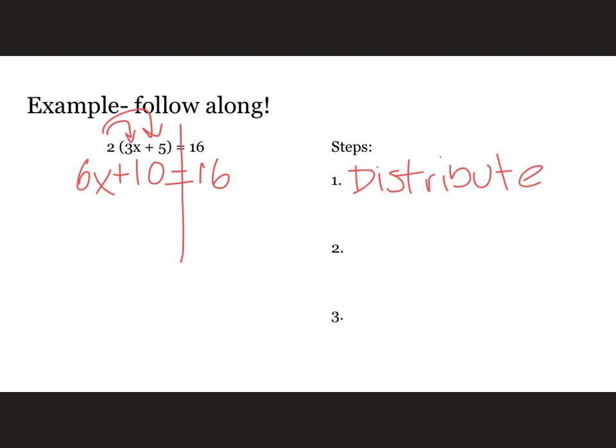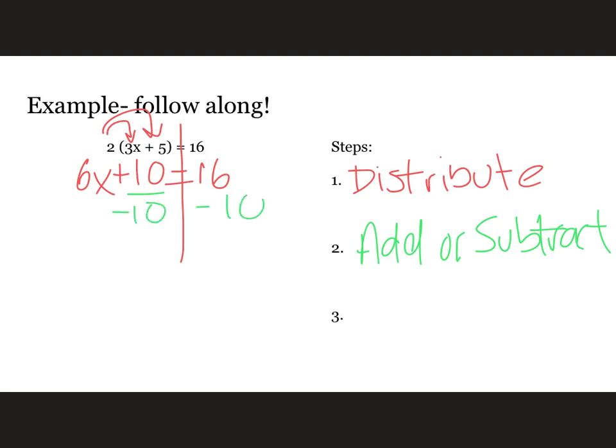My next step is, now that I have a 2-step equation, I once again add or subtract. And in this case, 6x plus 10 equals 16. I'm going to look at this plus 10. Since the 10 is positive, I need to use opposite operations, and that is to subtract 10 from both sides. Once I simplify this, I know that I'm left with 6x equals 16 minus 10, which is 6.